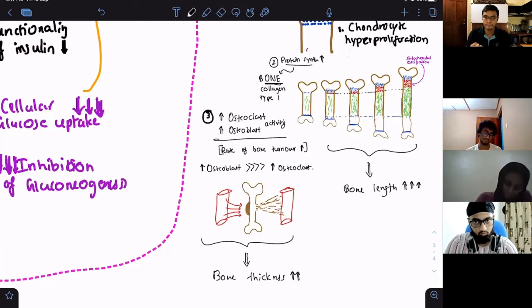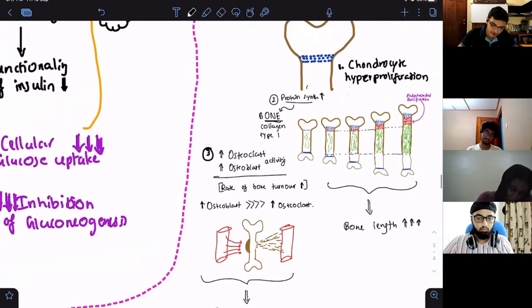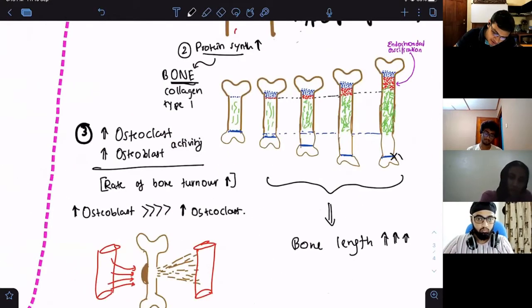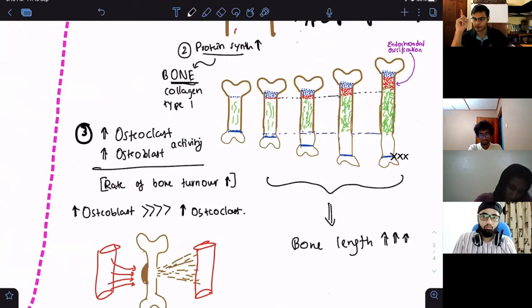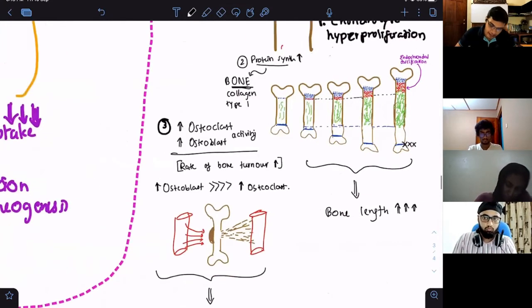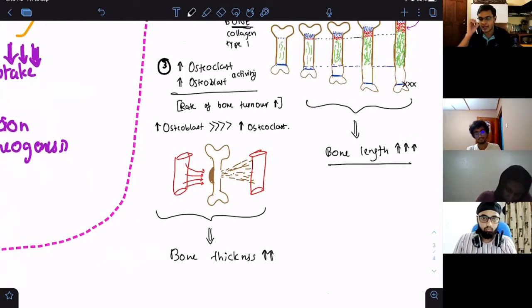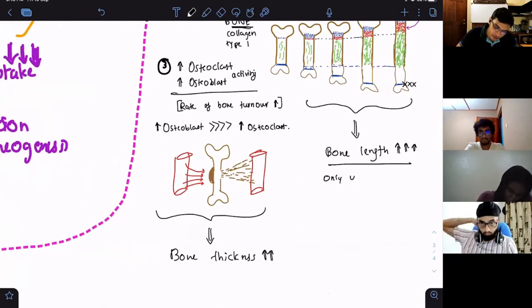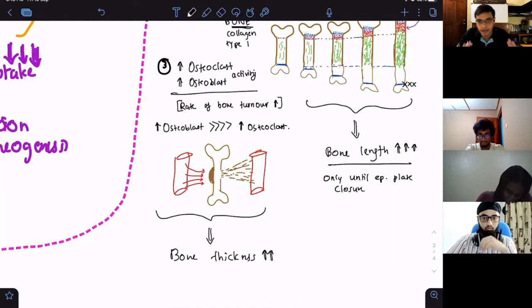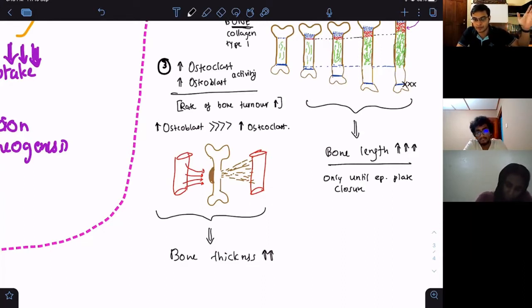Now, here's the important thing I want you all to know. After puberty, guys, this epiphyseal plate closes. So this elongation of bone via chondrocyte hyperproliferation can occur only until epiphyseal plate closure. After that, this elongation does not happen. This is why we do not grow tall. This is why we reach an asymptote. This is why we don't grow tall after our puberty stops.